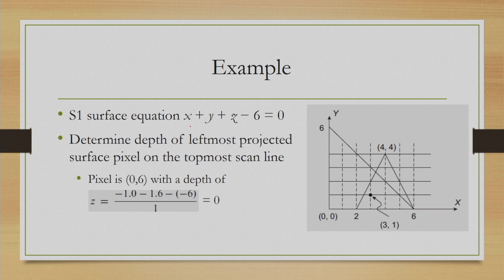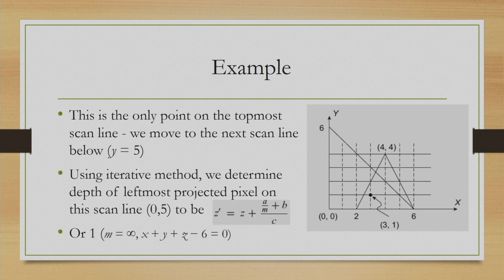From the given vertices, we can determine the S1 surface equation to be x plus y plus z minus 6 equal to 0. Then we determine the depth of the leftmost projected surface pixel on the topmost scan line, that is pixel (0, 6) here, which is z equal to 0. Now, this is the only point on the topmost scan line, as you can see in the figure. Then we move to the next scan line below, that is y equal to 5.